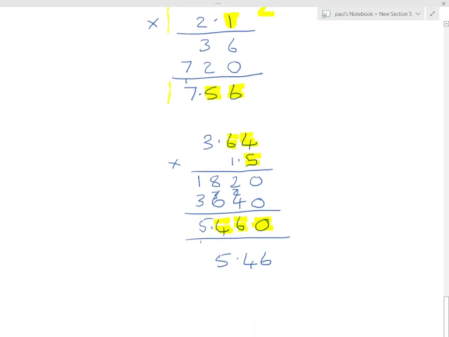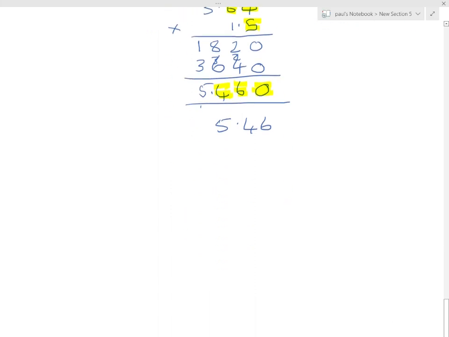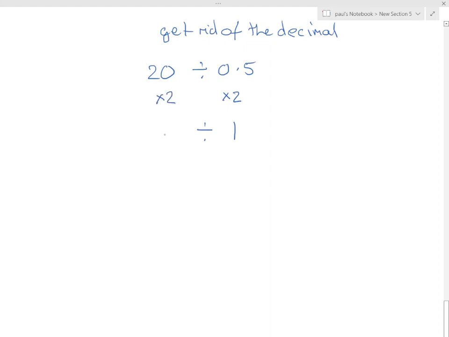Then we divided with decimals. So 20 divided by 0.5, and we've got to get rid of the decimal because, with no calculator, it's going to be really difficult to divide by a decimal. So the way to get rid of this decimal is if I double it, I multiply by 2 and I get 1. And what I do to one side, I do to the other. So that would be 40 divided by 1, which equals 40.